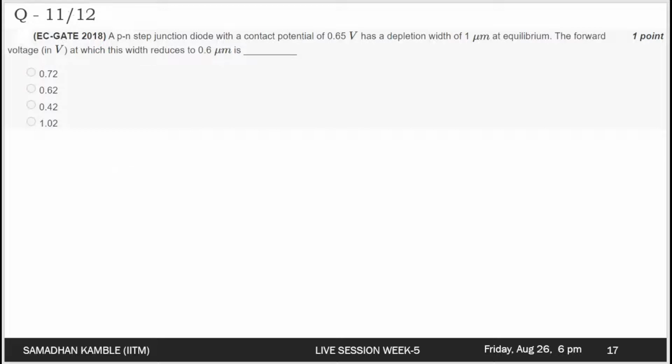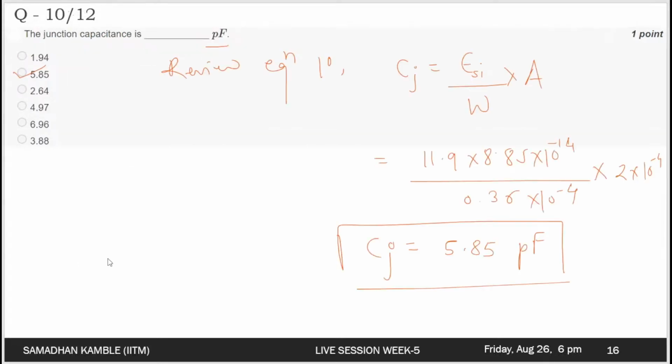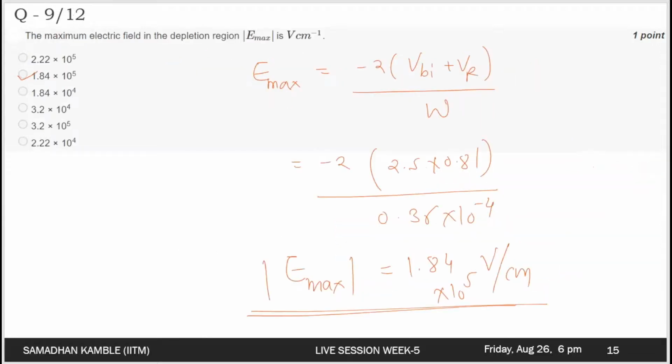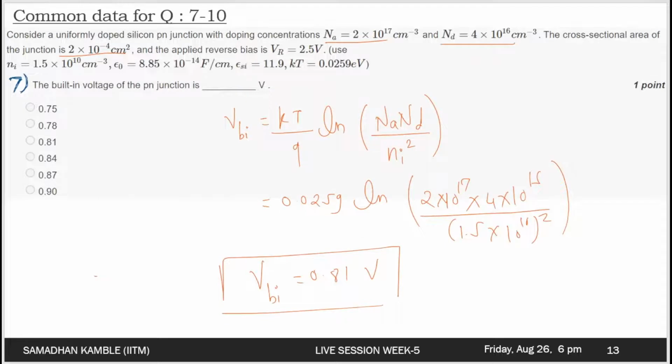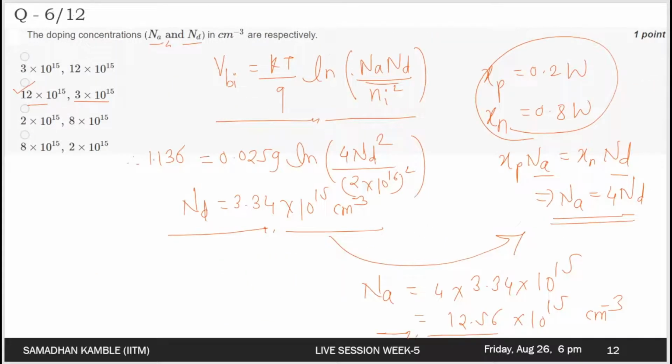Do you have any doubt? Can you say the mathematical value for that question? The width of the P type is 20% more than the width of the N type. Yeah, exactly.